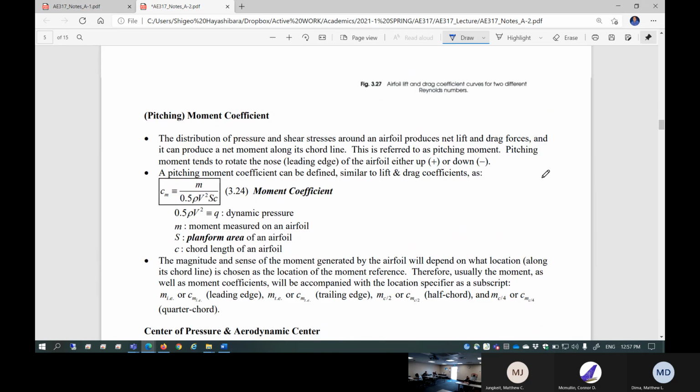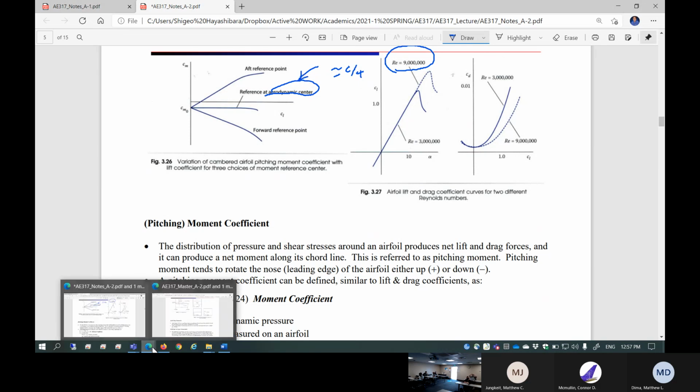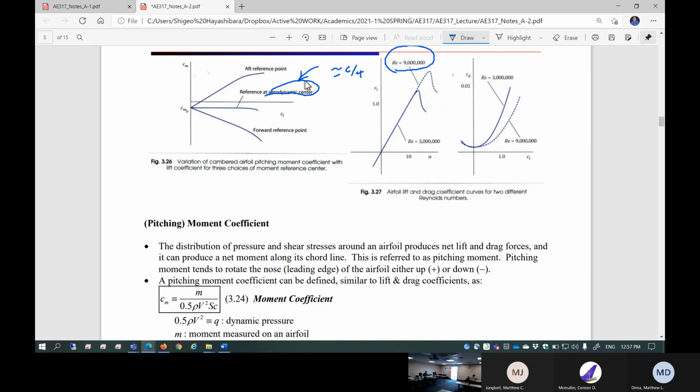Okay. And when you take the moment, of course, you can take moment just about any location along the chord, but the common choice is moment taken at the aerodynamic center. Aerodynamic center is usually close to quarter chord. You know that from Aero 1. Okay? The reason here is if you measure the moment at aerodynamic center, it is going to be constant across the wide range of a lift coefficient, as you can see. Okay?